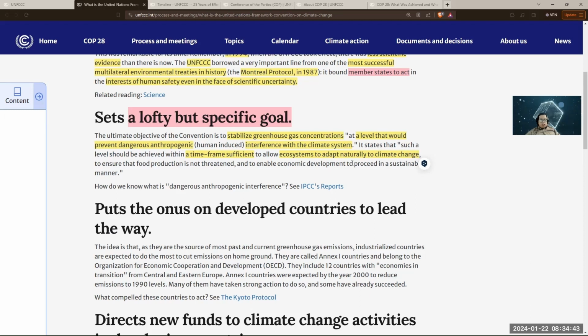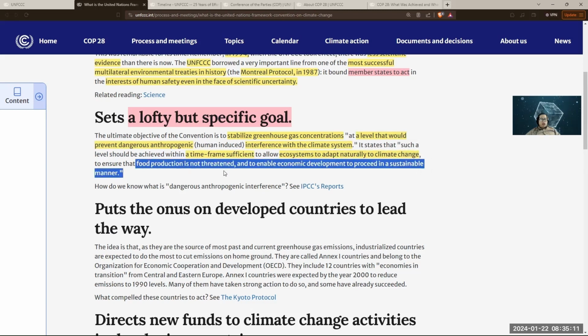Let's make something specific and realistic, which is a certain level that the ecosystem can adapt to, the lungs of the planet can adapt to, and you have to have some time frame. So that is the key idea of the specific goal here. You need to have time, and you need to have the level, the number. And now we see that when the ecosystem adapts to this, food production is not threatened.